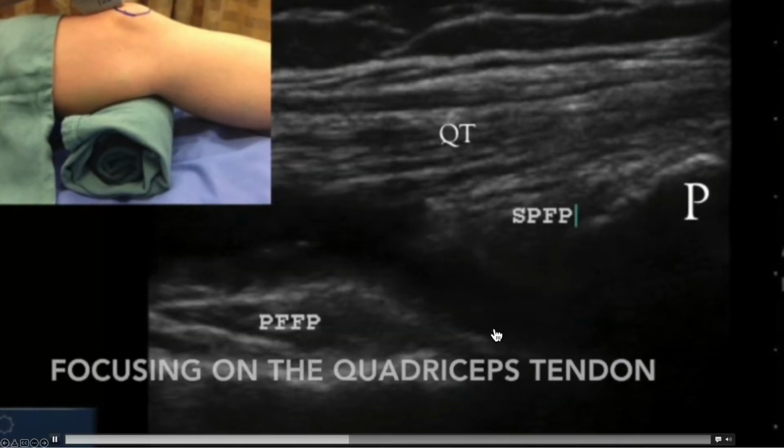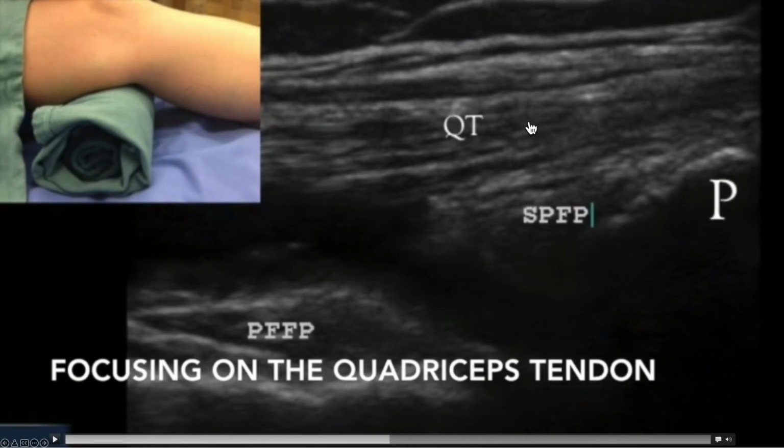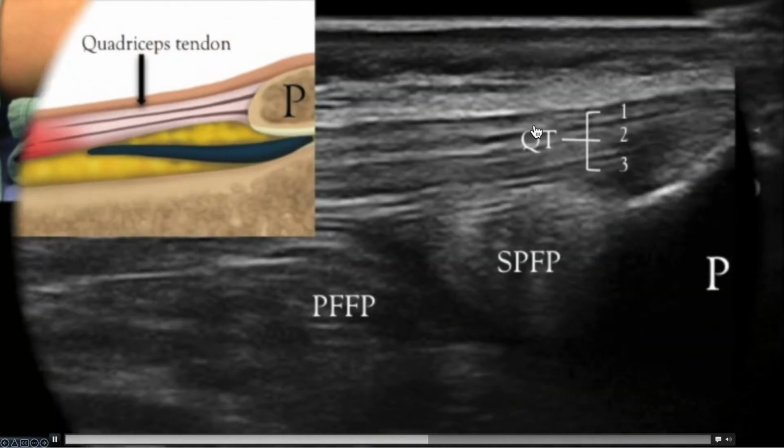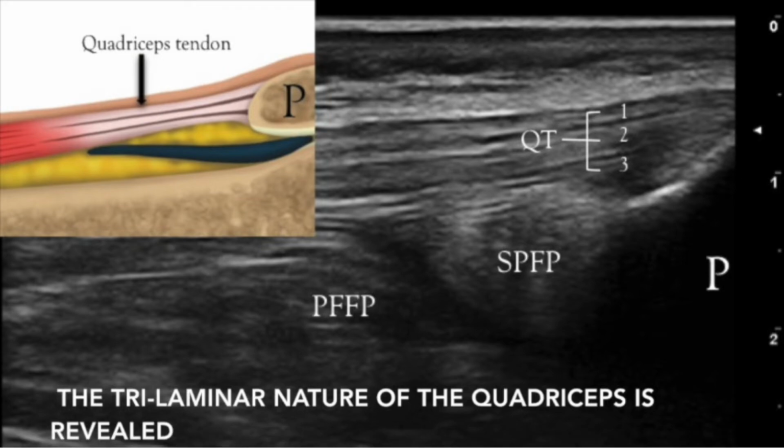And once you see this, you may want to focus. If you want to see a little bit more of the quadriceps tendon, you will see a very beautiful trilaminar structure like this here. This is easily seen in a young individual, but when you are older, you may have some wear and tear, and you may not see these trilaminar structures.